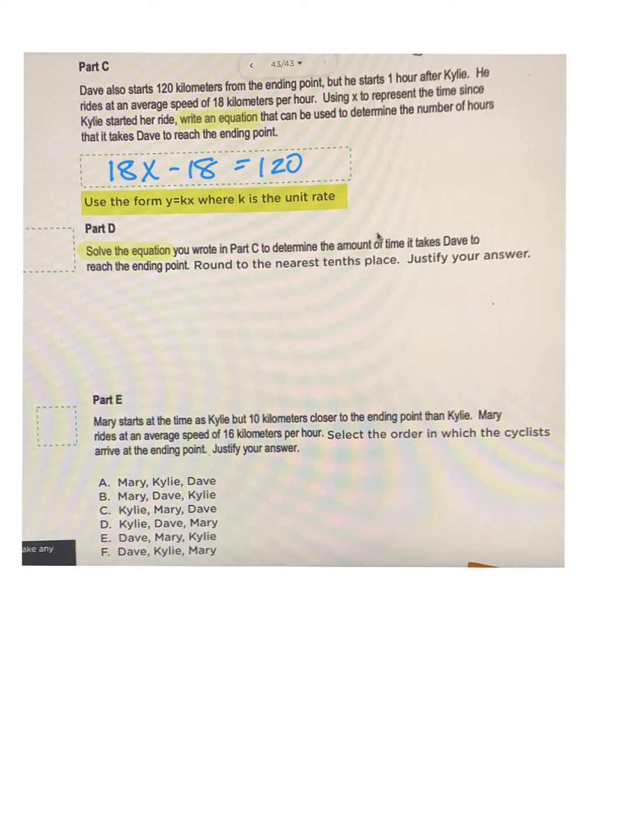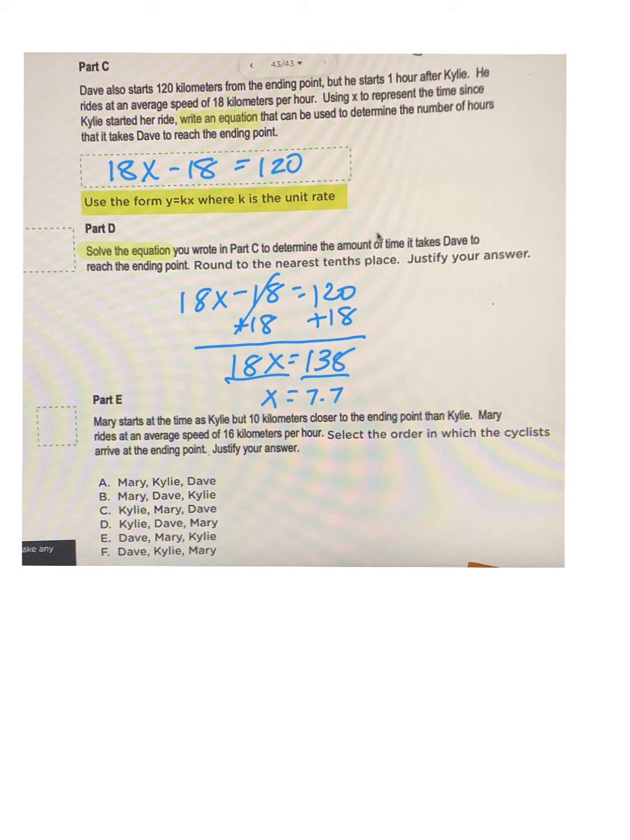In part D, now we have to solve the equation. So if we say 18x minus 18 is 120, we add 18 to both sides, right? Because is anything being added or subtracted to the variable term? Yeah, 18 is being subtracted, so the opposite is to add, which leaves us with 18x is equal to 138. And because 18 is being multiplied by x, we have to do the opposite, which is to divide, the inverse operation. When we divide, we get x is 7.7, or 7 7/10.